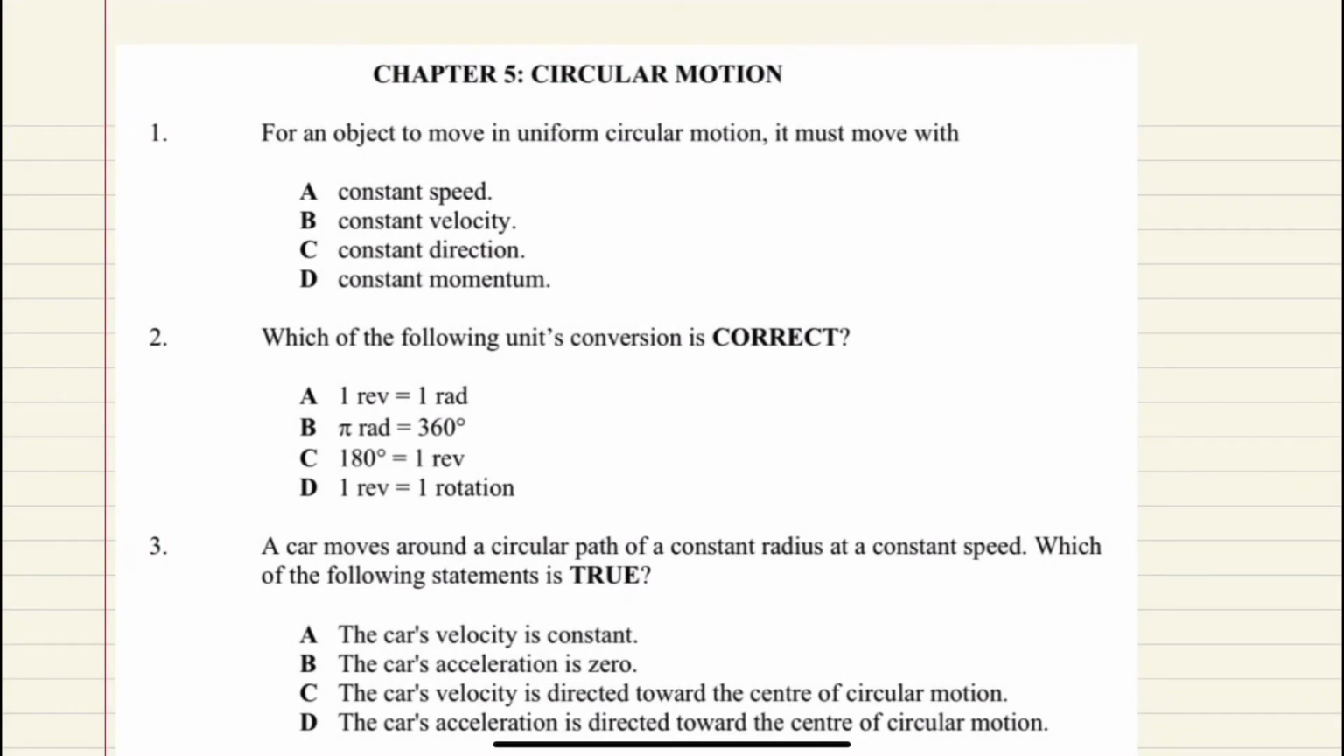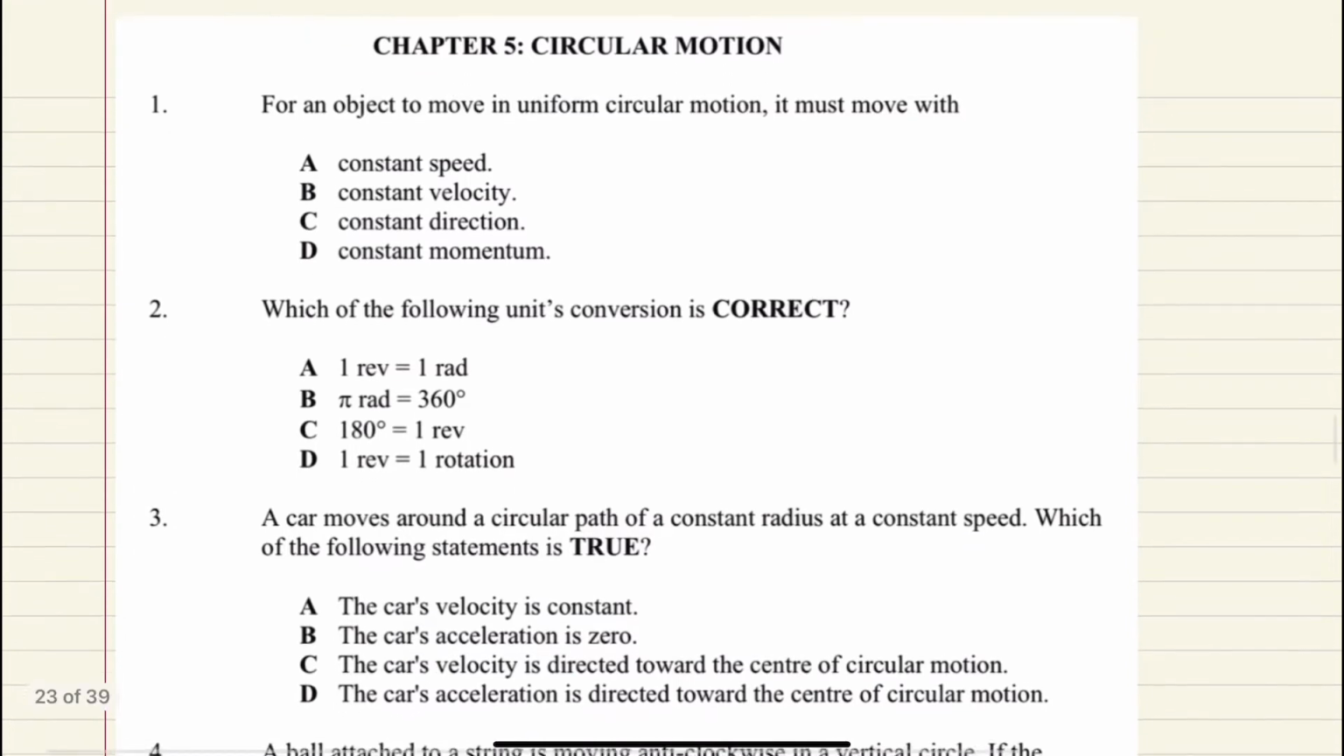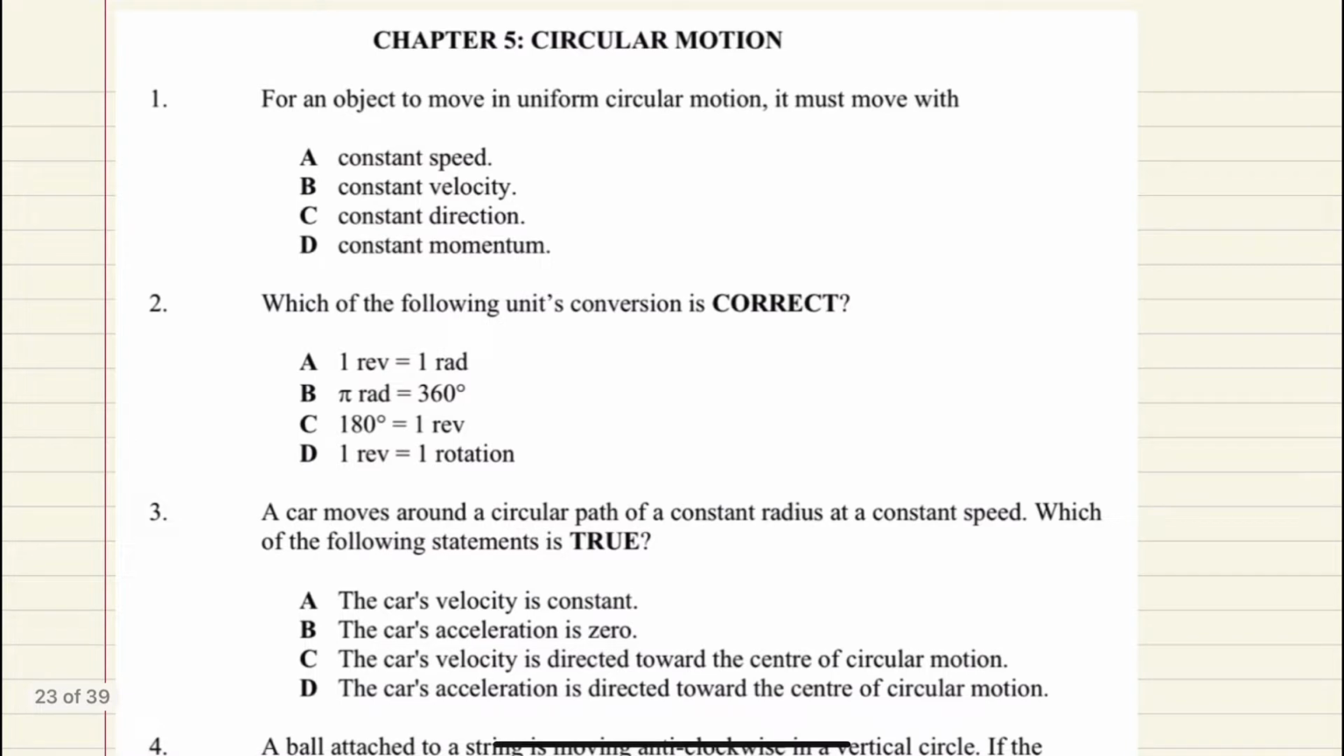So in this video, I will try to discuss the tutorial questions. I'm going to start with objective one first. Question number one: for an object to move in uniform circular motion, it must move with constant speed. Like I told you before, for uniform circular motion, the speed is constant, but the velocity is changing because of the change in direction. So B and C are incorrect. And because v is changing, momentum also changes.